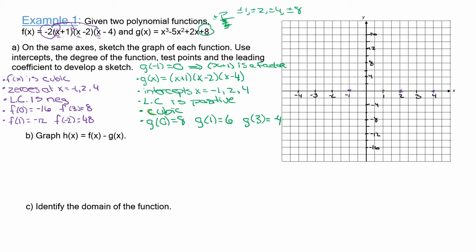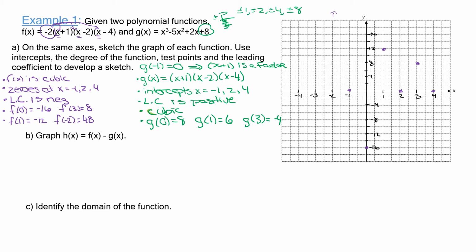I've got some other values. F at 0 is -16. F at 1 is 12. And F at -2 is 48. So that one I couldn't fit on. I'm going to put a little arrow up here just to remind myself that it should be going up there. That's where it should be. F at 3 is 8. Okay. And remember that it's cubic, so I know what the shape should look like.